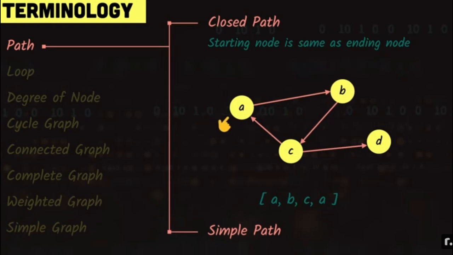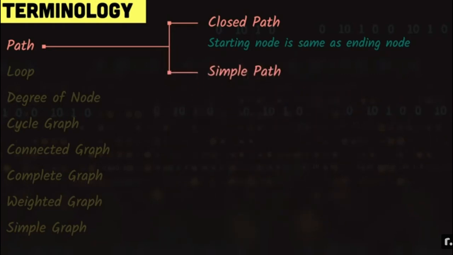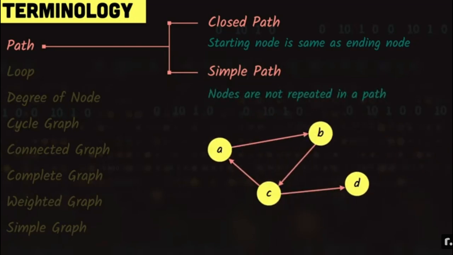So next we have simple path. A simple path is any path where the nodes are not repeated. Let's take this graph as an example. Now in this case, if we take the path C, A, B, C, D, this path is not going to be a simple path because the node C in this path is repeated. But if we take another path C, A, B, this is a simple path because no node in this path is repeated.